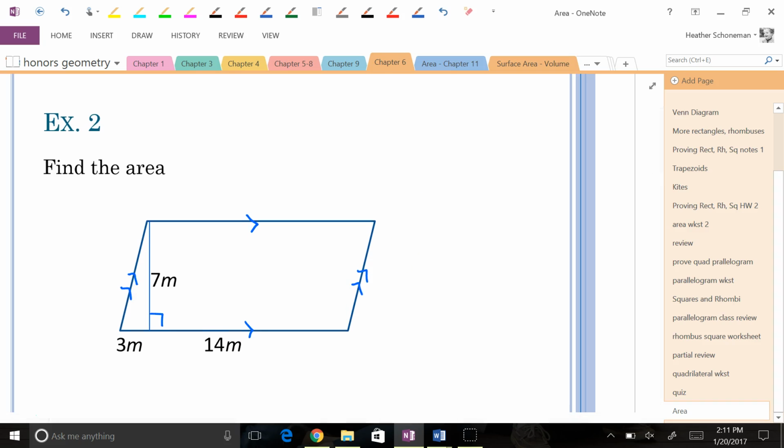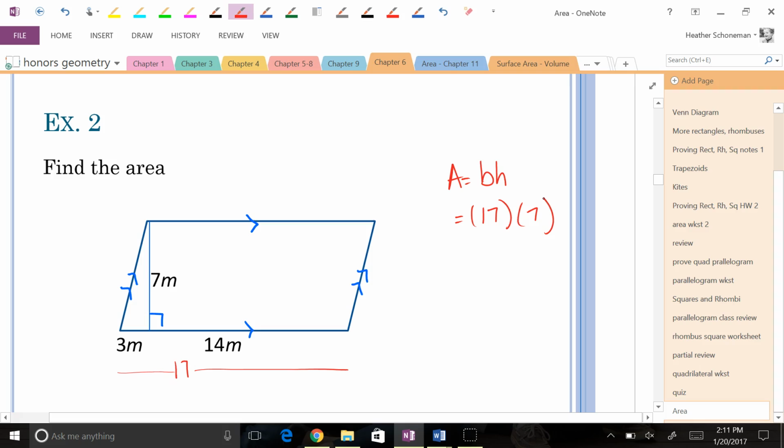Example 2, we have a parallelogram. You know that because opposite sides are parallel. So in a parallelogram, the formula is simply area equals base times height. So when I go to plug in the numbers, be careful because the base is the entire bottom side, which would be 17, and the height is 7. So if I take 17 times 7, I get 119, and then I write my label, meters squared.